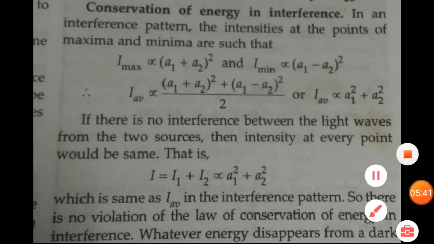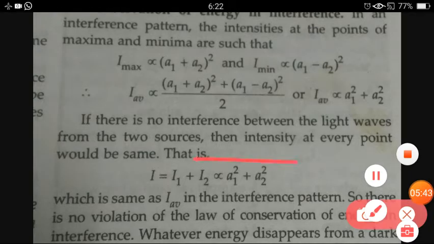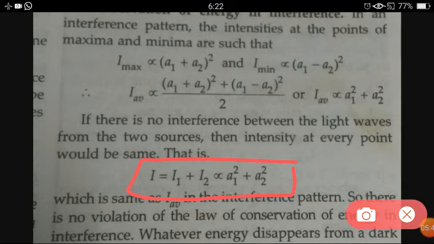And here in the second case, we are assuming that interference has not taken place. In that case I equals I1 plus I2, and when we put in the values of I1 and I2, we get A1 square plus A2 square. I1 is directly proportional to A1 square, and I2 is directly proportional to A2 square. So we are getting this formula here.